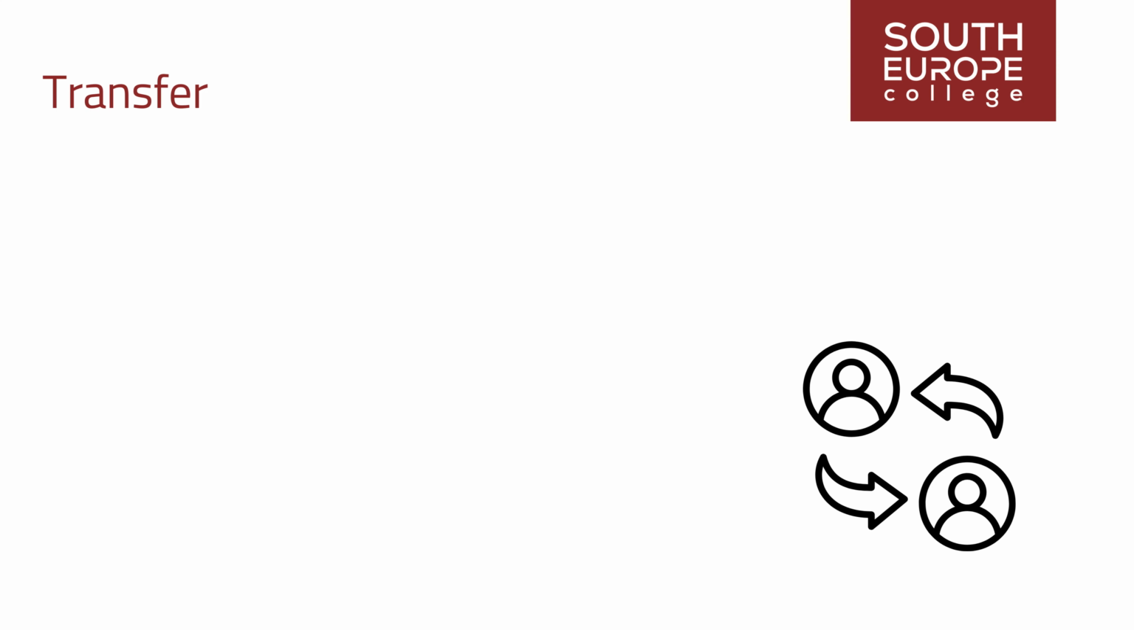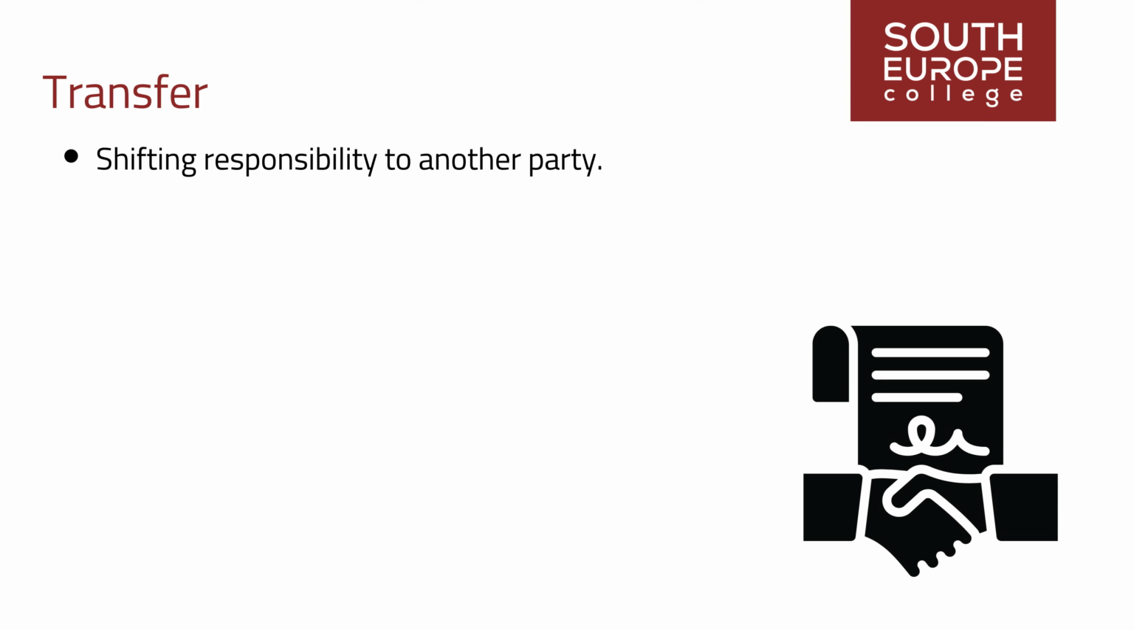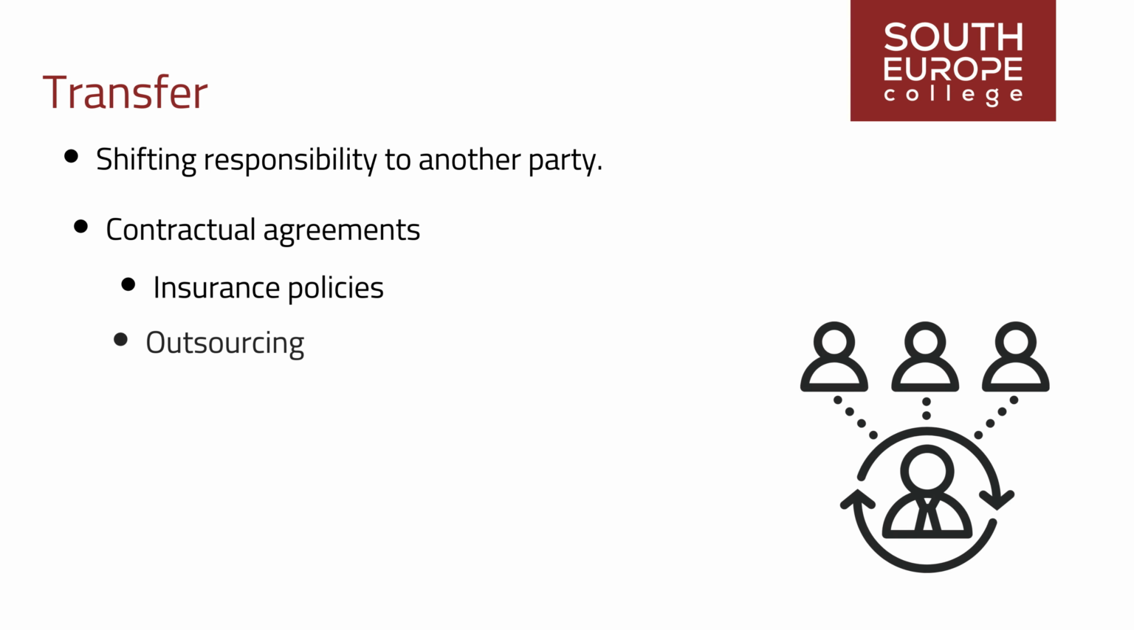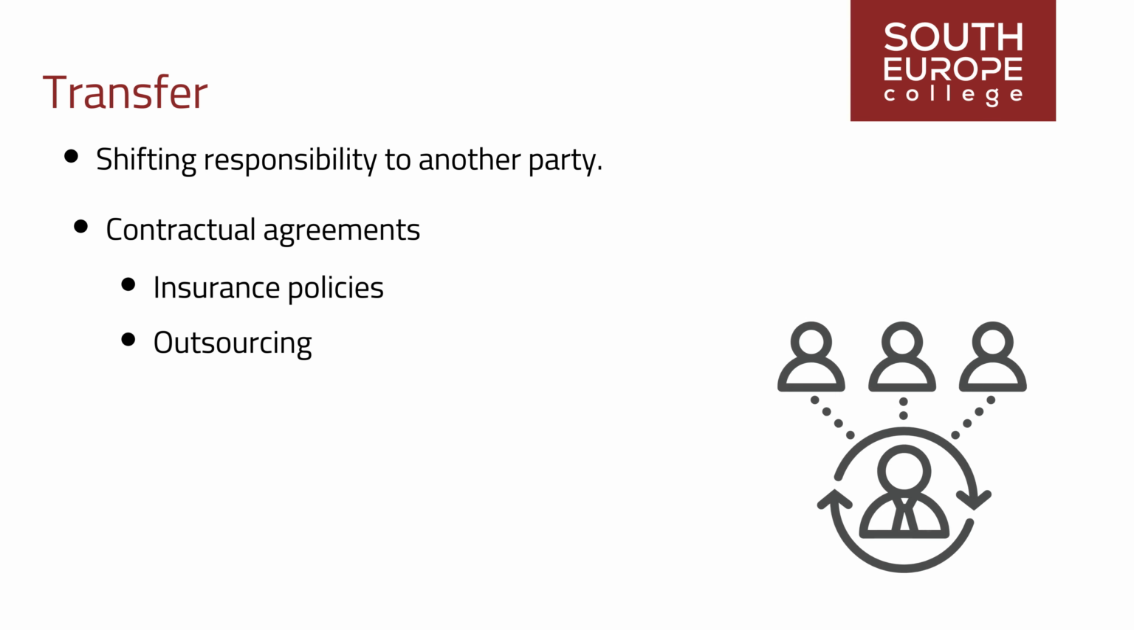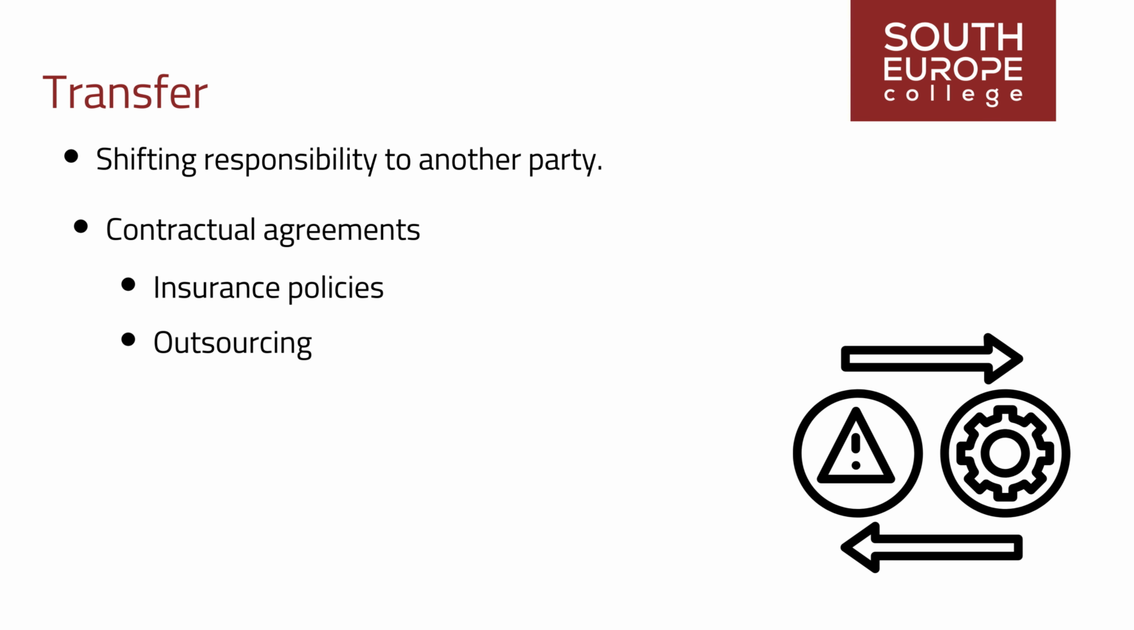Risk transfer involves shifting the responsibility for managing the risk to another party. This can be achieved through contractual agreements, such as insurance policies or outsourcing certain project components. By transferring the risk to a third party, the project team can mitigate its impact on the project's objectives and resources.